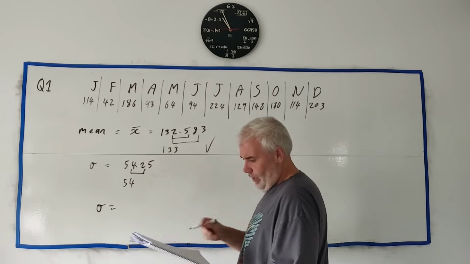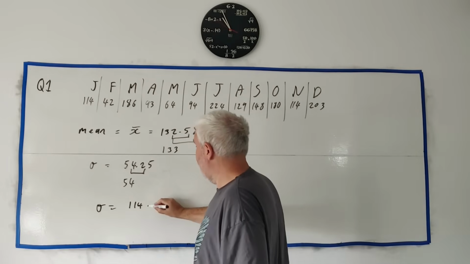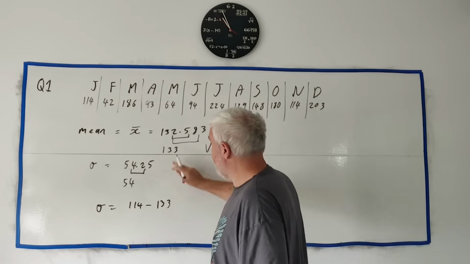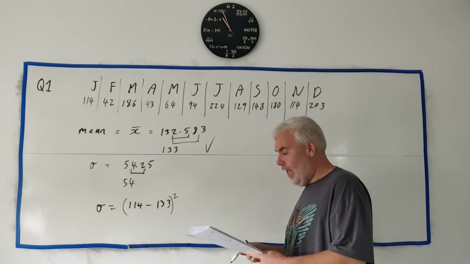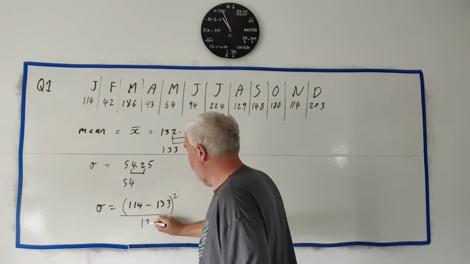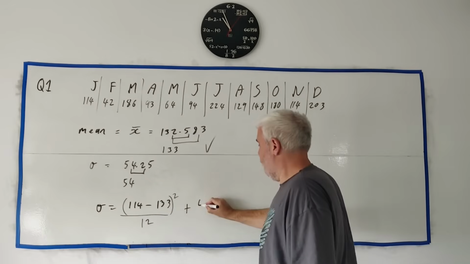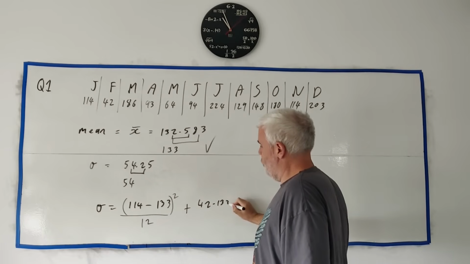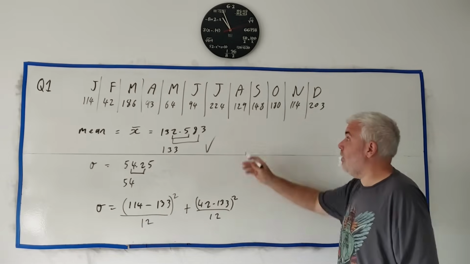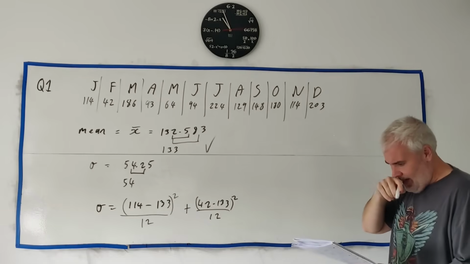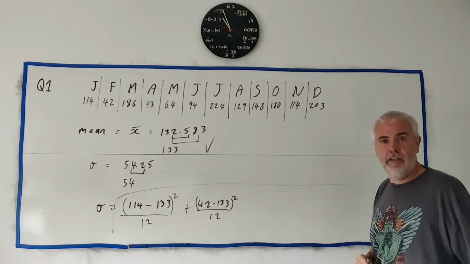This would equal, let me just check I'm right, okay, 114, this number here, take away this number you found, square that and then divide that by 12. Then you'd also have to do that for the next number, 42 minus 133, square that, divide that by 12. You'd have to do that for all of these numbers, and then you'd have to get the square root of all of it.